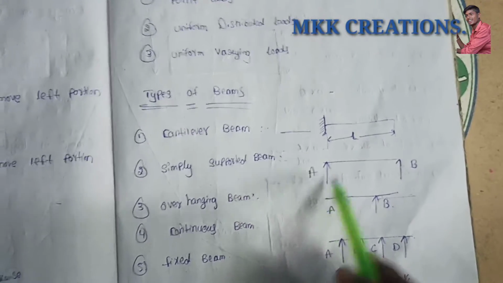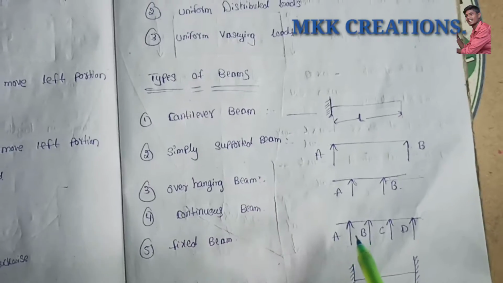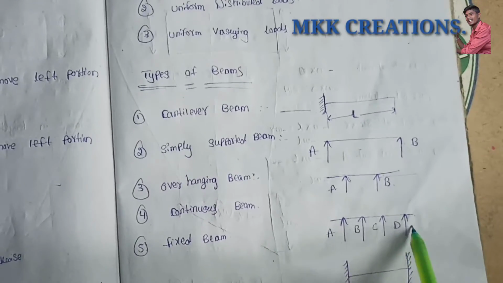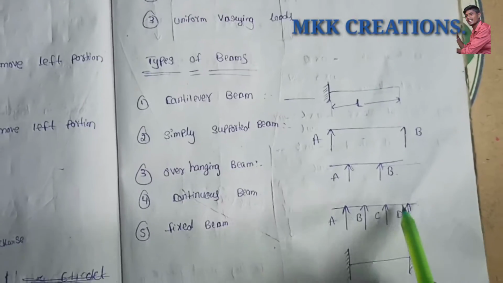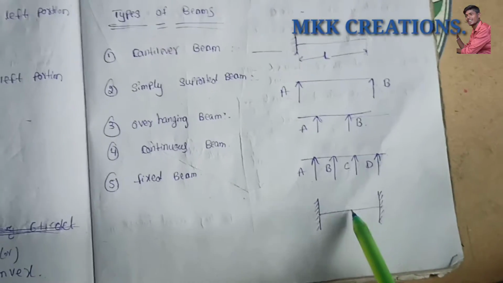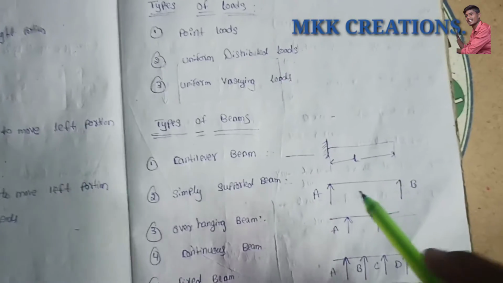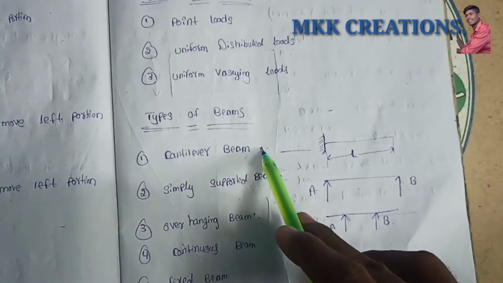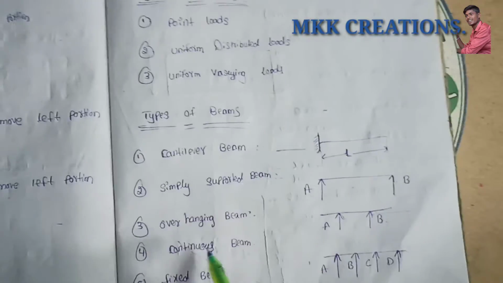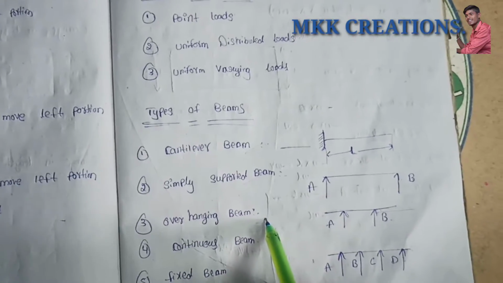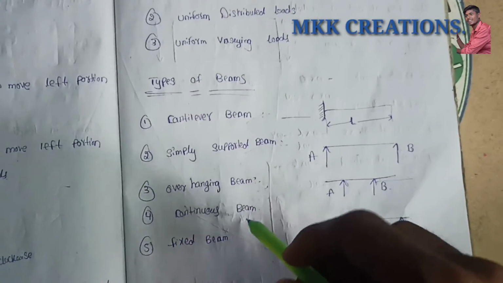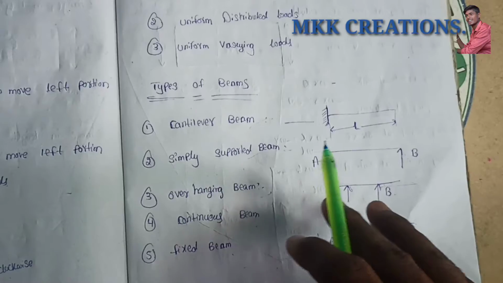That is overhanging. Next, continuous beam, that means there are continuous supports. Next, fixed beam. Fixed means both ends are fixed. Mostly we use cantilever beams and simply supported beams, and sometimes overhanging beams. Other than that, we don't need continuous and fixed beams, we don't bother about those.